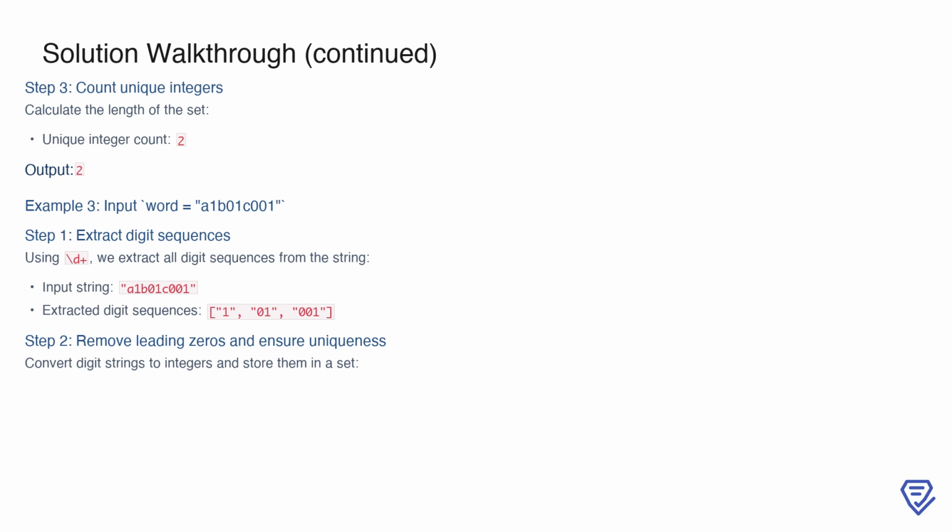In the third example, the input string is word equals A1B01C001. The same steps apply here. First, using \d+, we extract the digit sequences 1, 01, and 001. These are then converted into integers, and after stripping the leading zeros, all three strings result in the value 1. This gives us the list 1, 1, 1. When we store these integers in a set, duplicates are removed, leaving us with just 1. The size of this set is 1, so the unique integer count for this input is 1. This example highlights how the solution handles cases where the same number may appear in different forms with leading zeros.